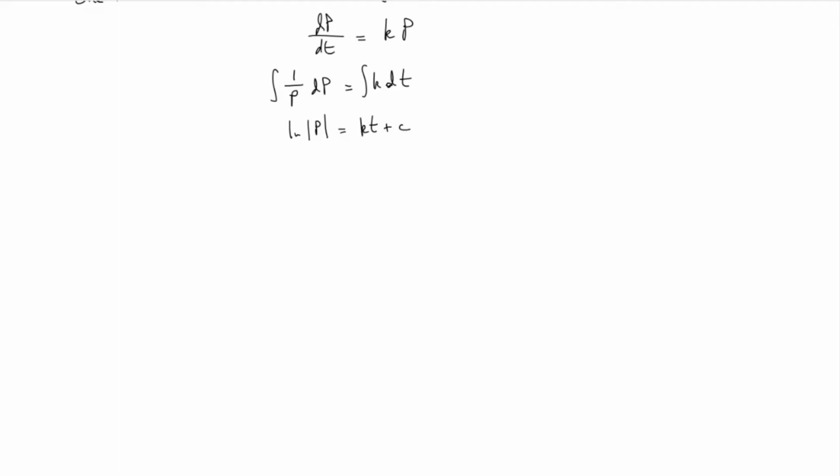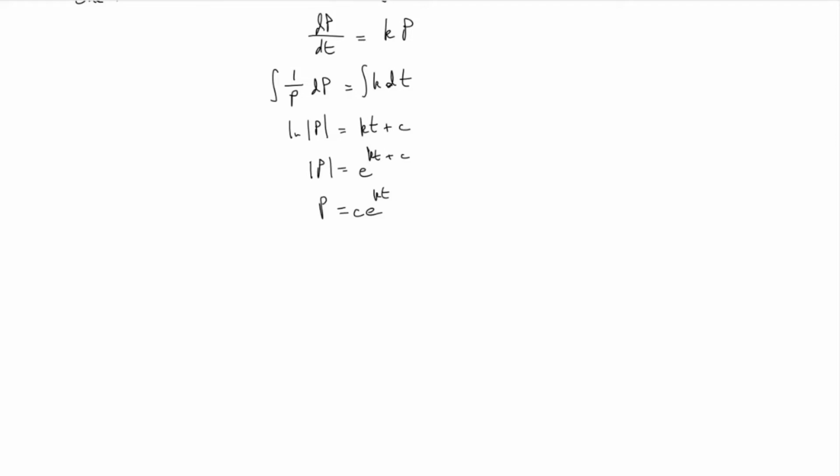You raise e to both sides to get that the absolute value of p is equal to e to the kt plus c, and then you use the properties of exponents to rewrite e to the kt plus c as e to the kt times e to the c, and you recognize that e to the c is just a different constant. And that lets us drop the absolute values around the p because that constant c could either be positive or negative.